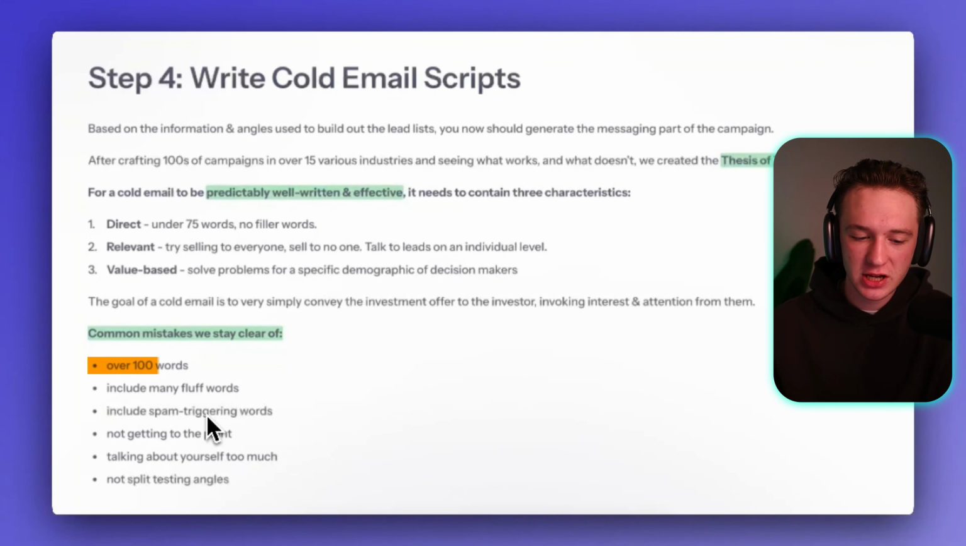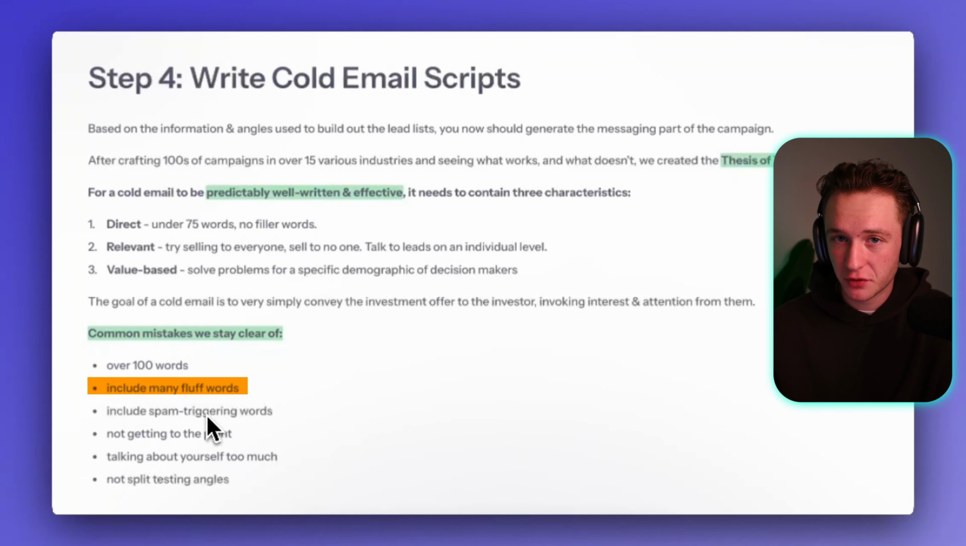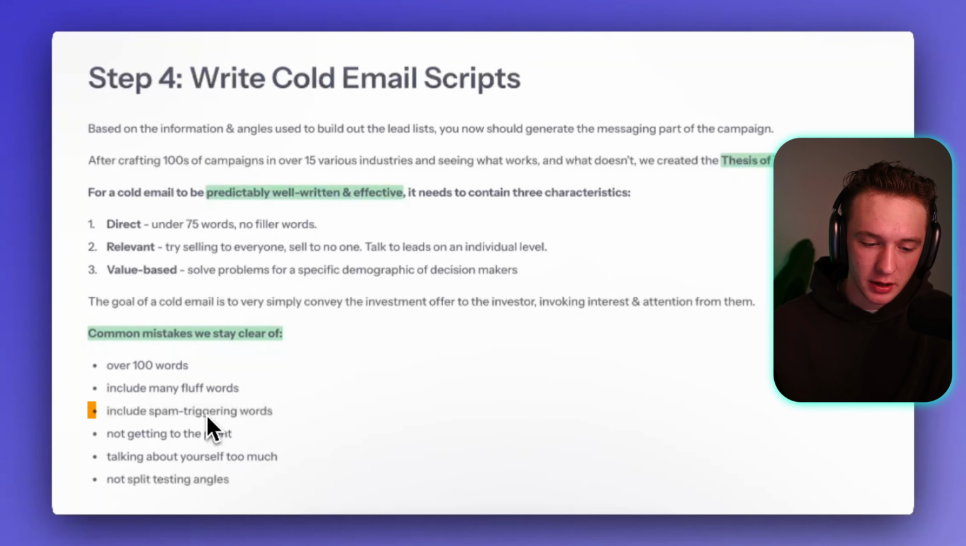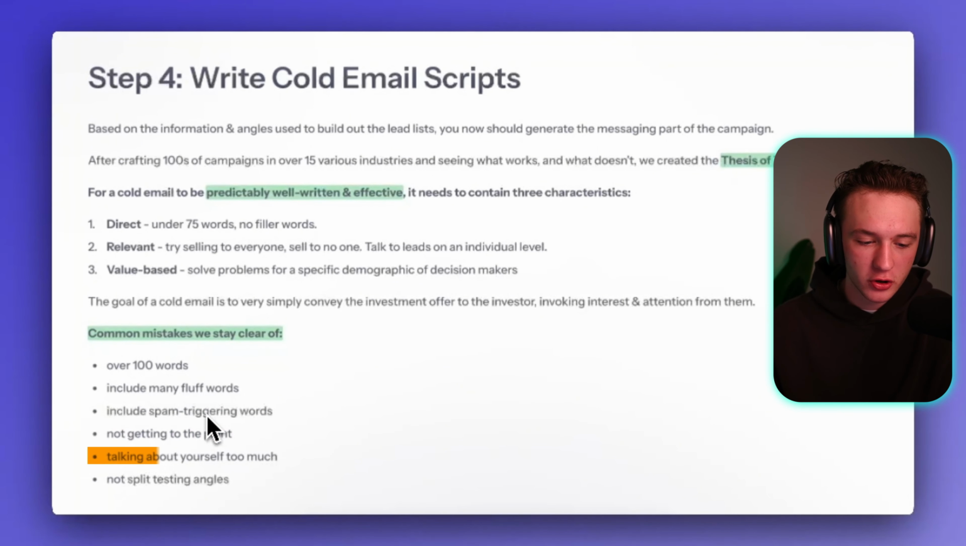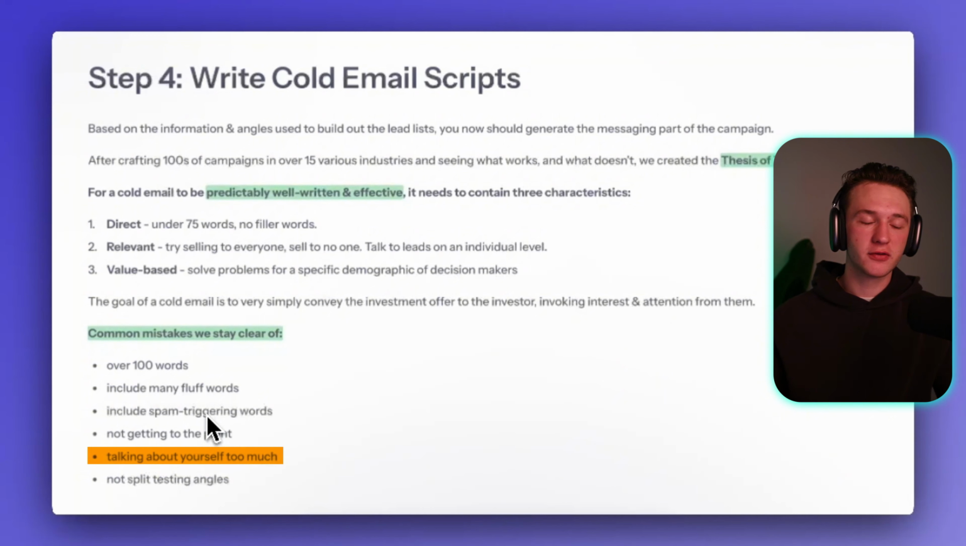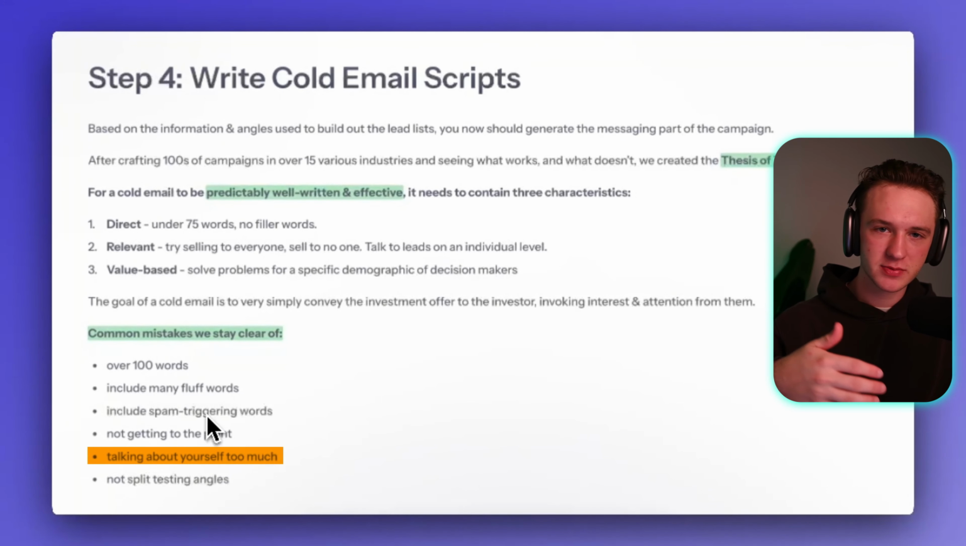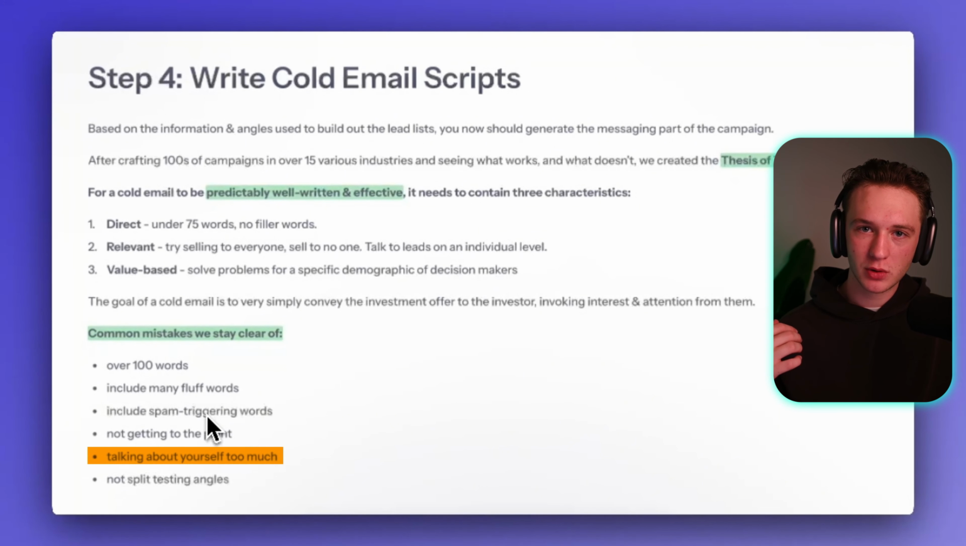So common mistakes that we stay clear of: if it's over 100 words, it's too long. If you include too many fluff words, it's going to be over 100 words and it's going to be too long. Including spam triggering words, this is a pretty basic one. Not getting to the point, right? Nobody wants to hear all the fluff. Talking about yourself too much. A lot of companies will try and just say, oh, we have this crazy new thing and we're beating the competition by this percent and we just made this much money last year. You should invest. The only thing that matters is the benefit to the investor.